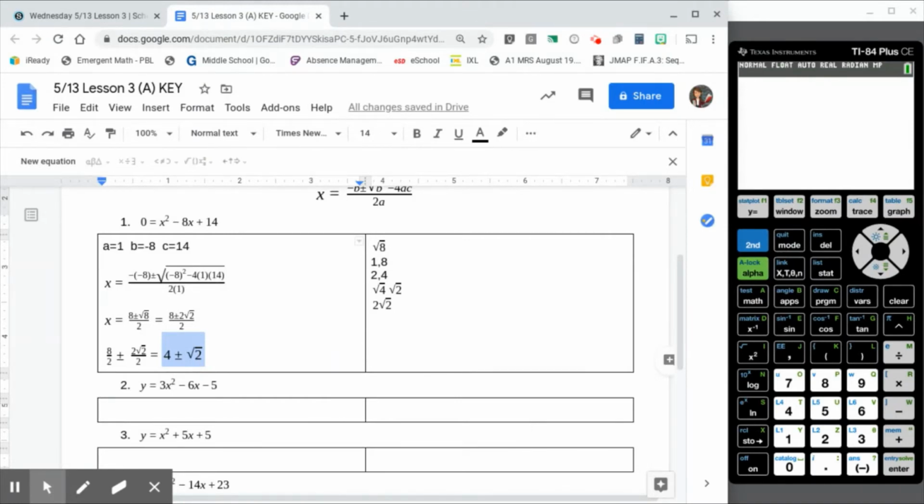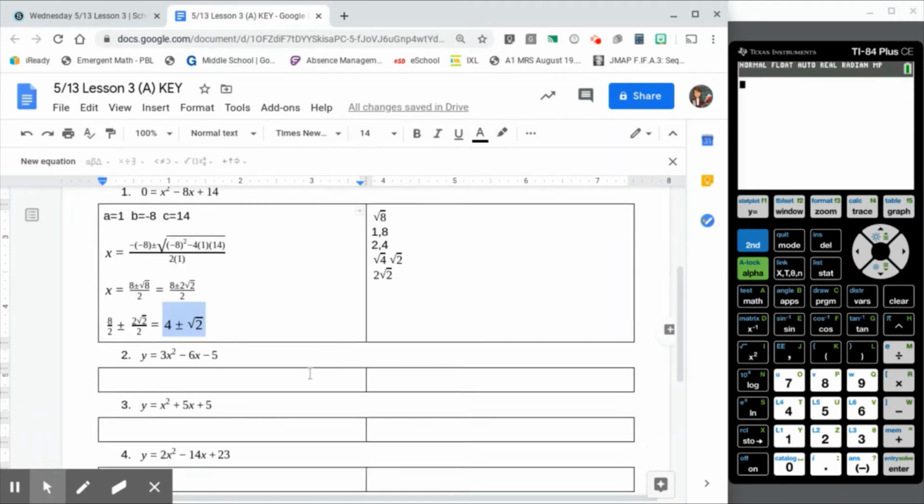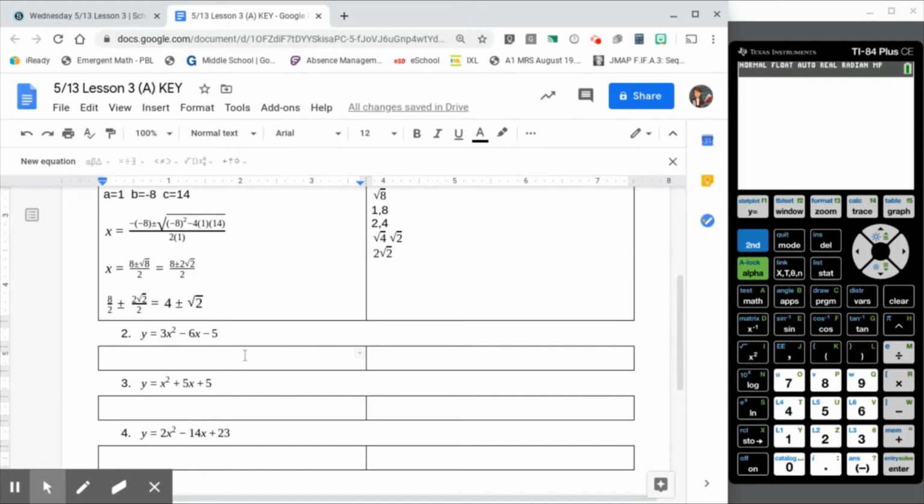Now, this is left in simplest radical form. If the direction said to solve and round to the nearest tenth, then we would type 4 plus radical 2 into our calculator and round, and 4 minus radical 2 into our calculator and round. Okay, so let's take a look at the next one. We'll do one more together.